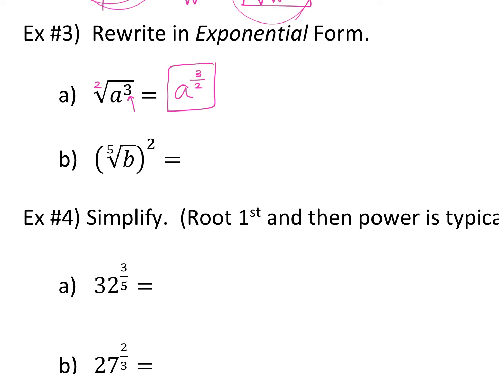Okay, letter B, same thing. Now this one, they did it in the other form where they did the parentheses around the whole thing and then squared it, but it really is the same thing. It's still your base, so in this case B, and then the power over the root. Power goes on top, root goes on bottom, so B to the 2/5 power. Okay. All right, moving on.